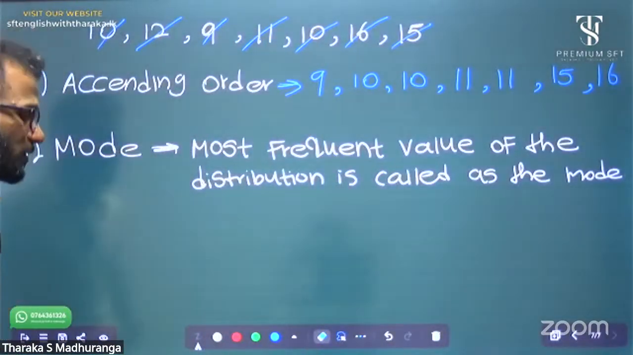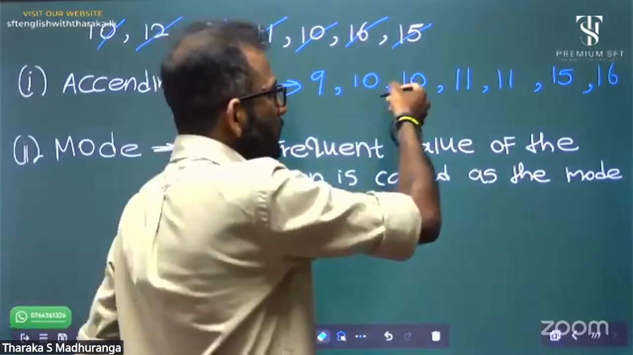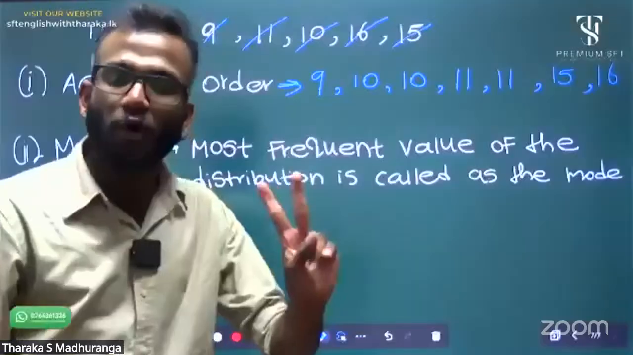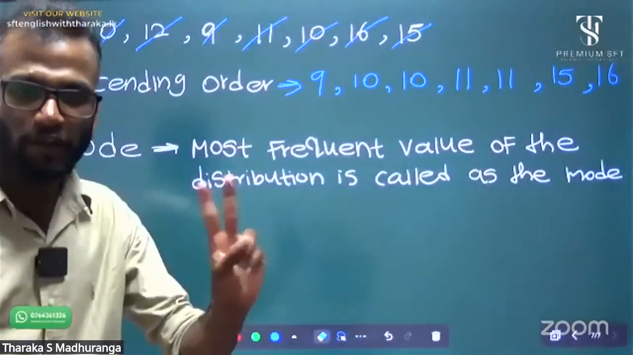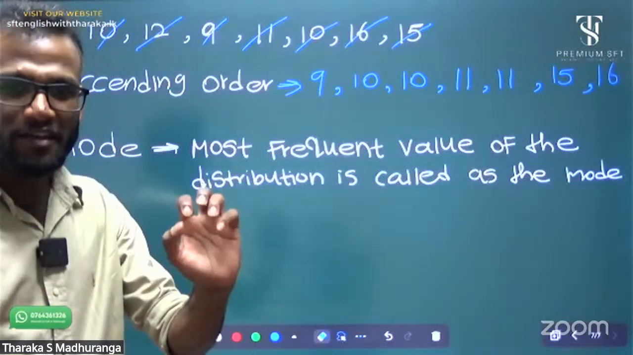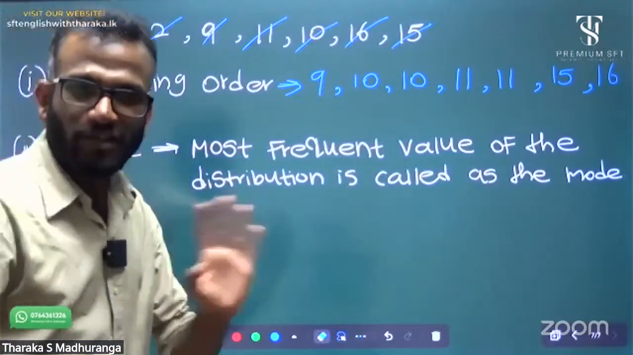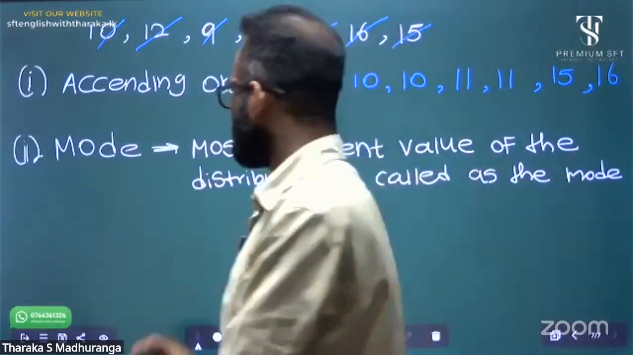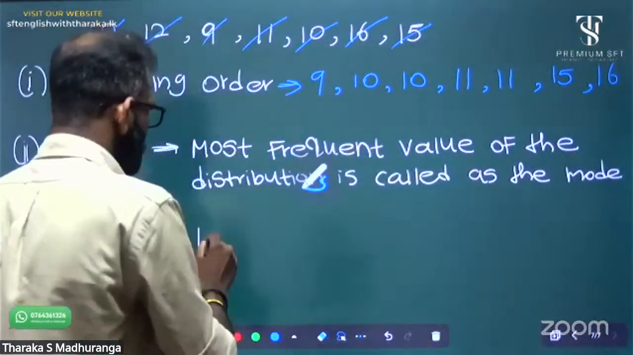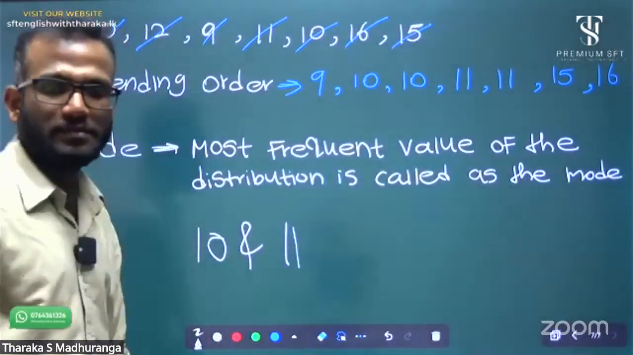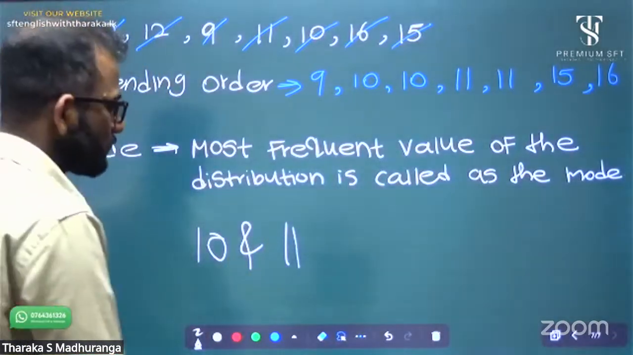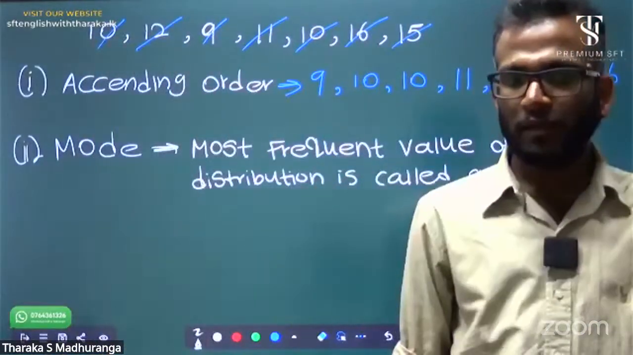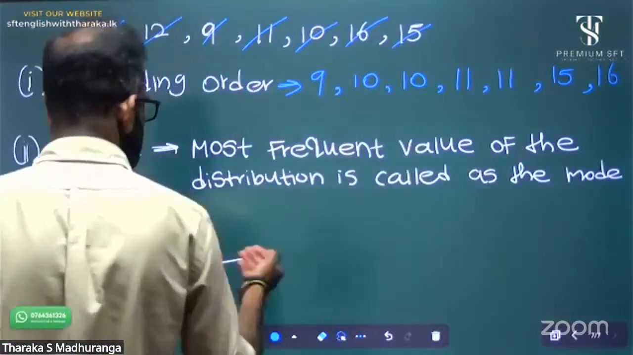Okay, write down the answer for this type of distribution: 10 and 11 is the answer. It has 2 mode values. You can't get the average value. Ranga, not 10.5. 10 and 11 is the answer.